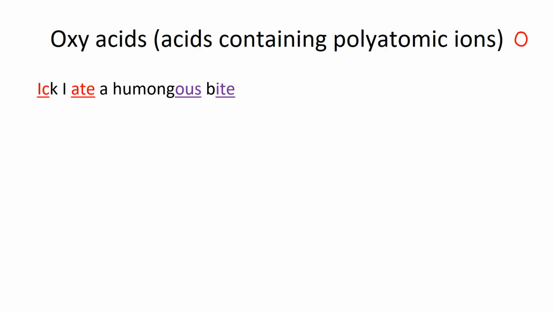Polyatomic. Poly. What does poly mean? Multiple. Atomic. What is atom? So we have poly means more than one. Atomic means atom. So more than one atom. And then ion means charged. More than one charged atom.